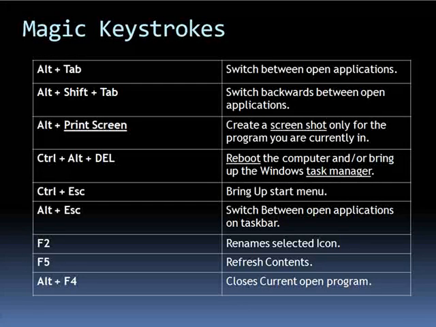Control Escape brings up the Start menu. Alt Escape switches between open applications. F2 renames a selected icon or selected file. F5 refreshes the page. If you're in Internet Explorer or you're using something else and it's not showing the changes you made, try F5. Alt F4 closes the current open program.